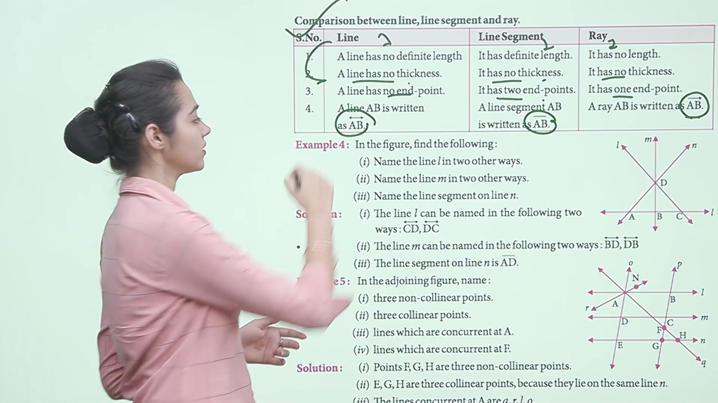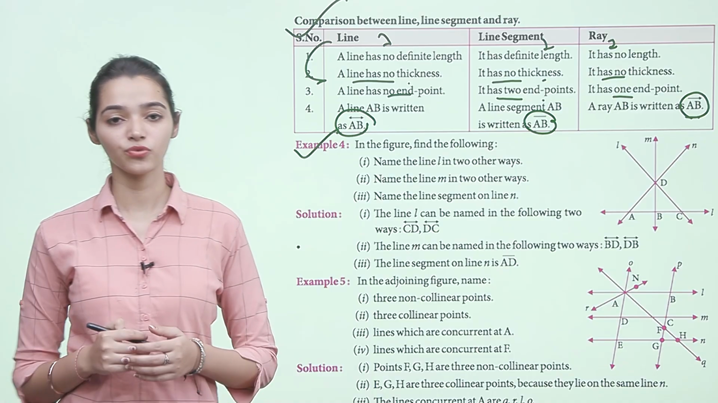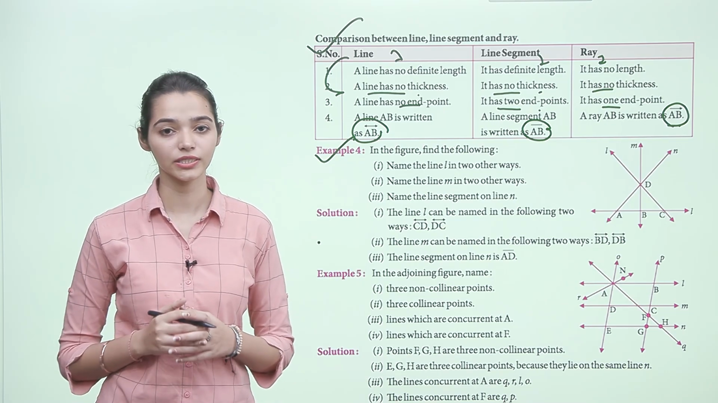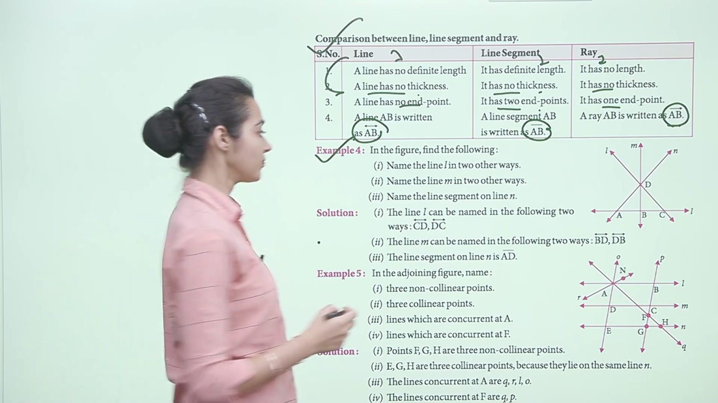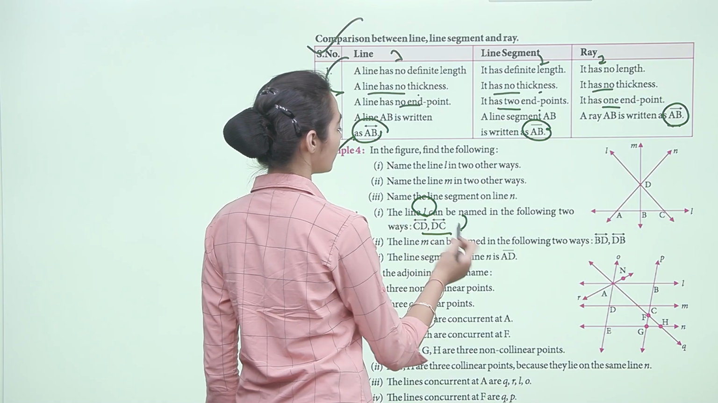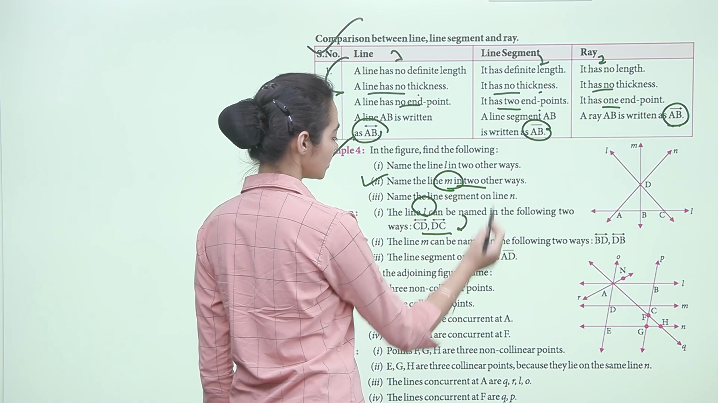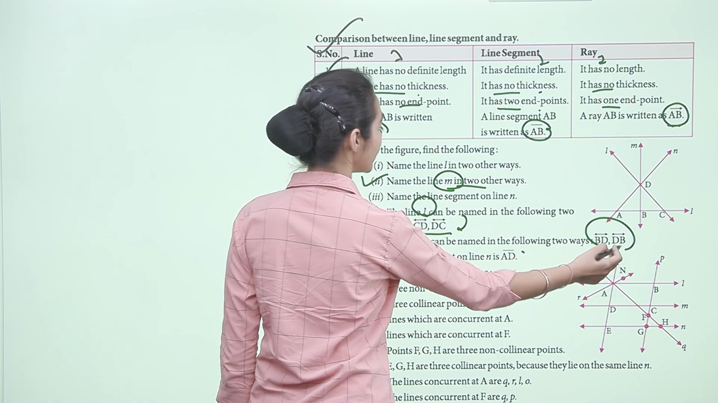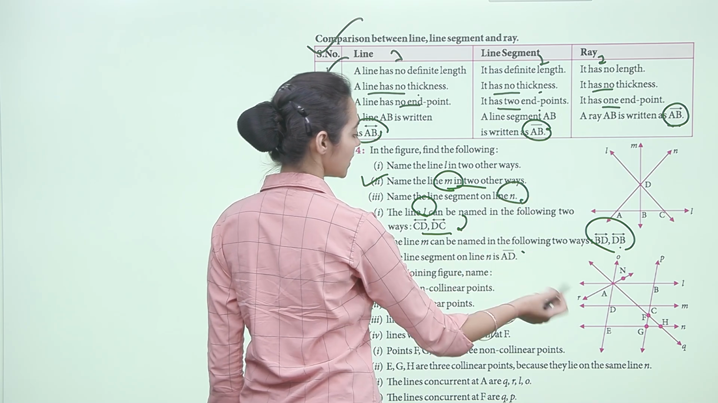Now let's start with example number 4. In the figure we have to find the following. Name the line L in 2 other ways. So the line L is CD or DC. Here we have to name the line M in 2 ways, that is BD and DB. Then we have to name the line segment N, that is AD.